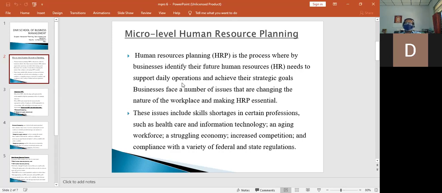Yes, human resource planning is a process whereby businesses identify their future human resources needs to support daily operations and achieve their strategic goals. Here, the businesses face a number of issues that are changing the nature of workplace and making human resource planning essential. So, what do you understand about human resource planning?